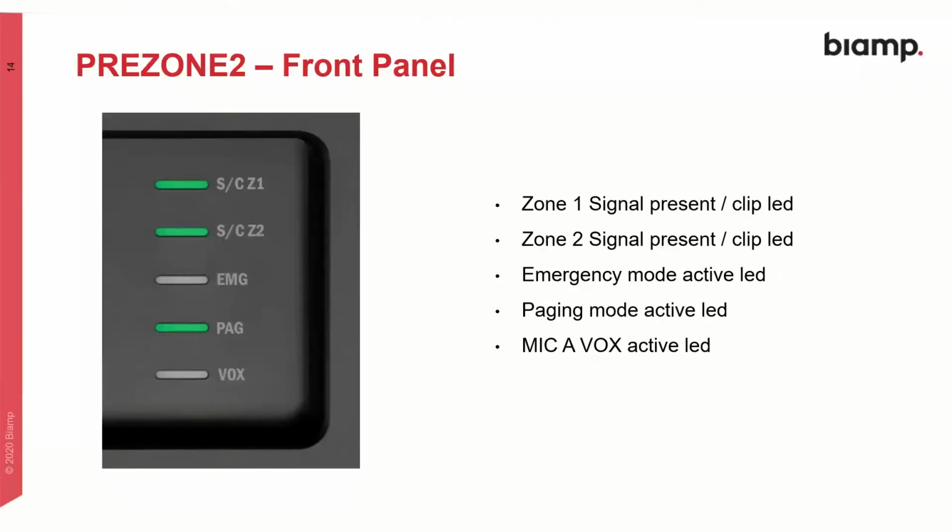Then on the right-hand side, we have a status section, if you like, which tells you things like whether there is a signal present on zone 1, whether it's present or clipping, then similar for zone 2. And then there's an emergency mode active indicator. We'll come on to the emergency mode in a moment. And then there's an LED to indicate that the paging mode is active. And then lastly, to indicate that mic A Vox is activated. So Vox override from mic A is possible on this product.